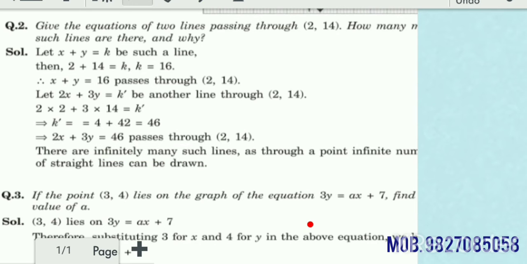Now question number 3: if an equation is given, find the value of a when the value of x is equal to 3 and y is equal to 4. Now put the value of x and y here and here, so we get the value of a is equal to 5 by 3. Okay, this is a very simple question.